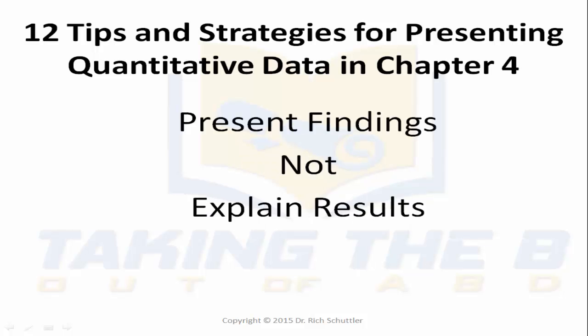As always, in Chapter 4, it's about presenting the findings, not explaining the results. You're really not analyzing anything other than enough to give meaning to the testing of the null hypothesis. But you're not going to give any findings in regards to what that means. You're just going to indicate that the testing of the null was either you failed to reject it or you rejected that null. In Chapter 5, that's where you're going to explain the results.